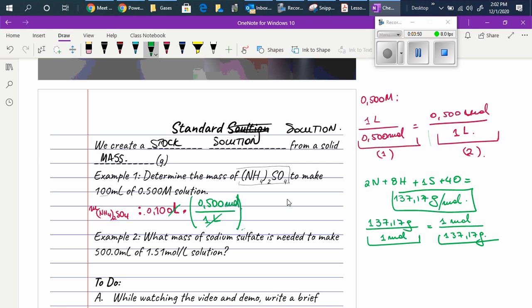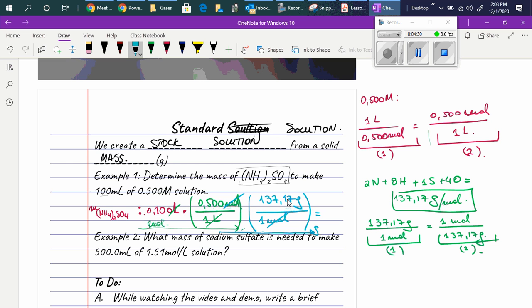So that means that you have two ratios, ratio 1 and ratio 2. Now, to figure out the grams, because what we have now is moles, we have to multiply by ratio 1. So it is 1 mole of ammonium sulfate on the bottom and 137.17 grams of ammonium sulfate on the top. So moles and moles are canceled out, and what you have now in terms of units is grams, and this is what we were looking for.